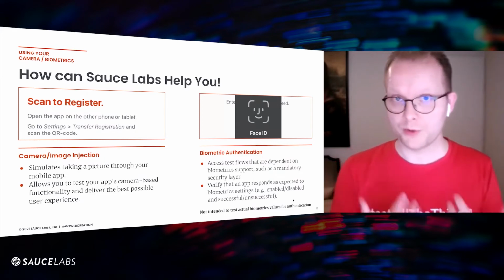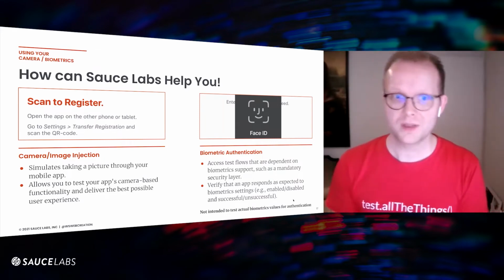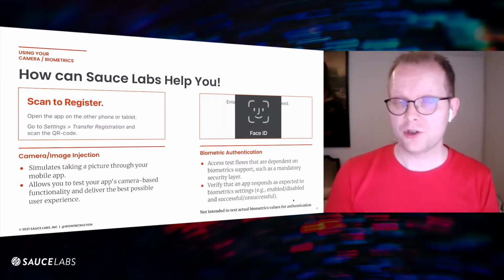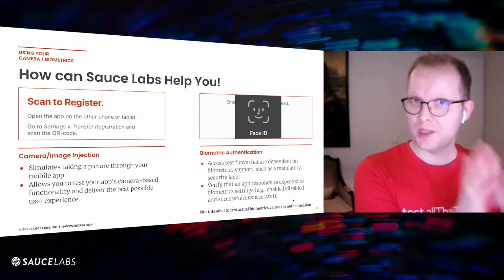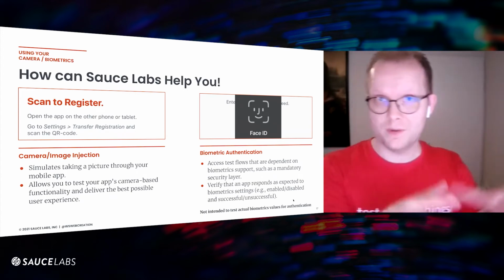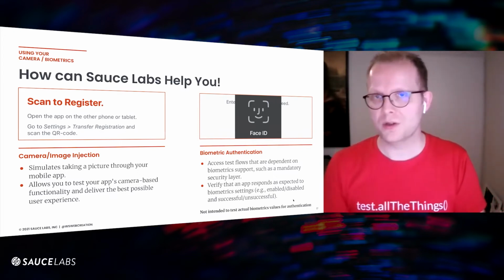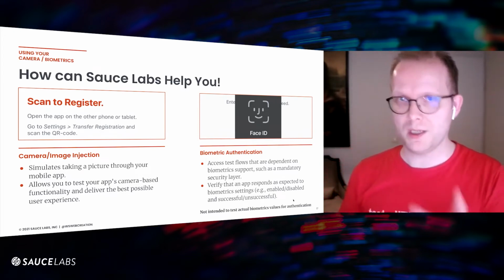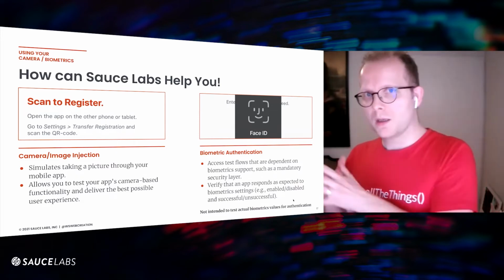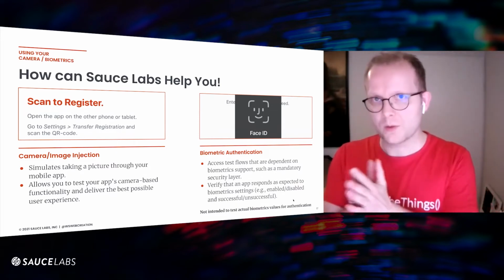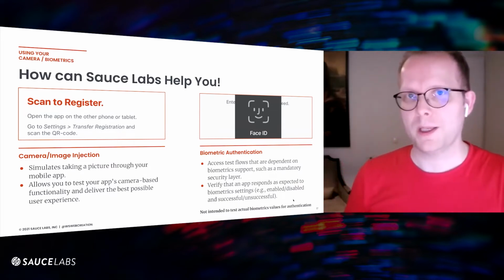Camera injection can help you with that. And basically what it will do, it simulates taking a picture through your mobile application so you can go from step A to C instead of using B, or maybe even be blocked. This is something you can use in the real device cloud, and we will dive into that in a few minutes. The second thing that we're going to use, and that also what you can find in this application, is the biometric authentication.